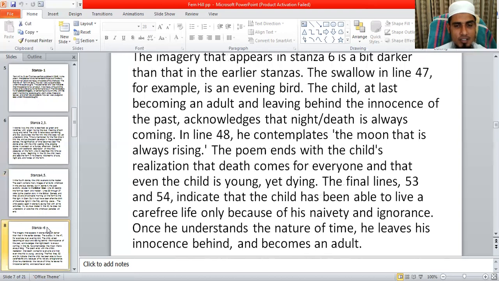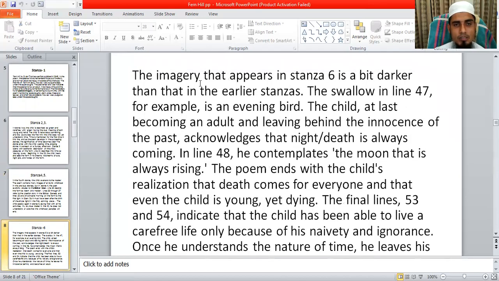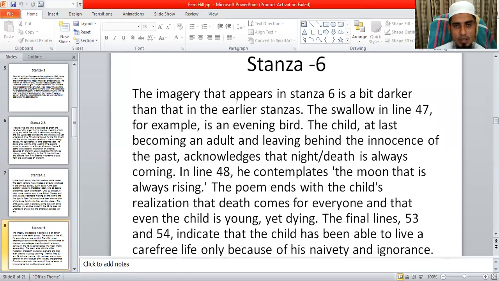So now the last stanza. In the last stanza, the poet uses imagery. So the stanza 6 you can find here. The imagery that appears in stanza 6 is a bit darker than that in the earlier stanzas. The swallow in line 47, for example, is an evening bird.